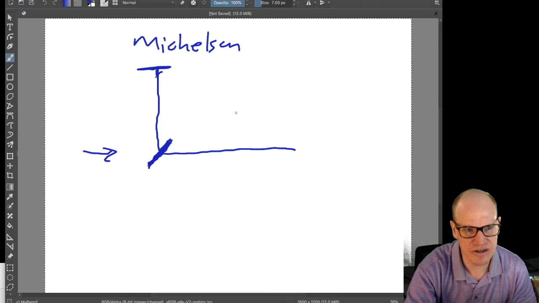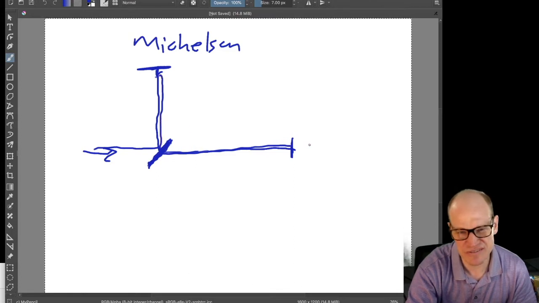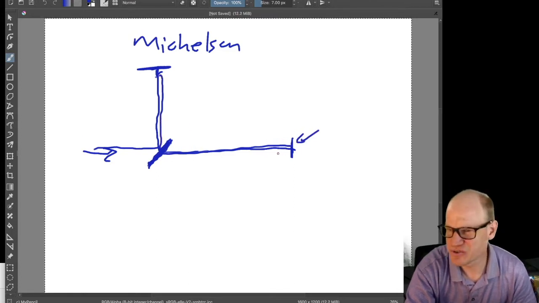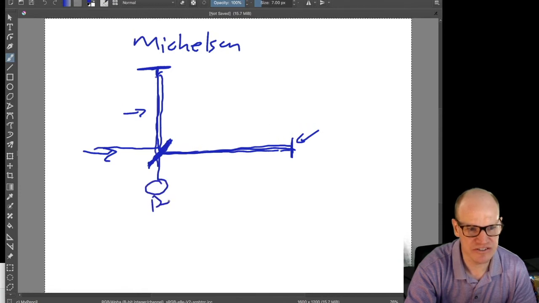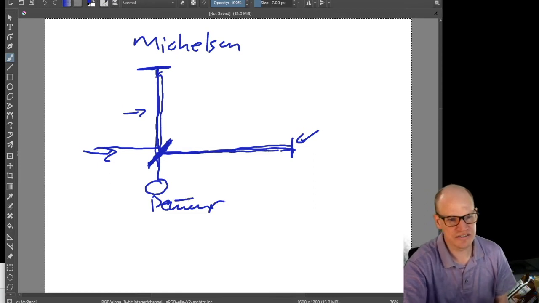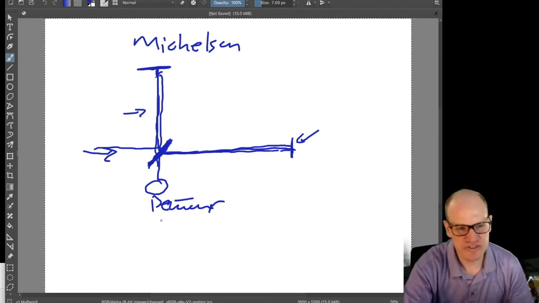Then you put a mirror on the far side and a mirror over here. So light comes in, splits. Some of it goes down one arm. Some of it gets reflected down the other arm. I think this is called the longitudinal arm, and this is called the transverse arm. And then it reflects back off of that, recombines at the beam splitter, and comes out the other end. And then you put your detector right here. This is your detector. That says detector on it, even though it doesn't look like it. Oh, I need to cross the T. There, detector. So you have your detector here.